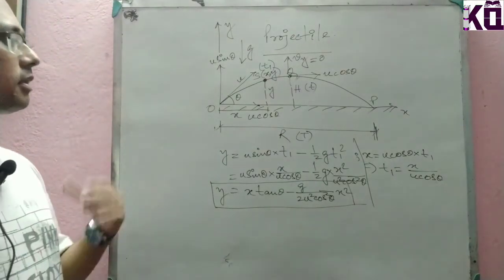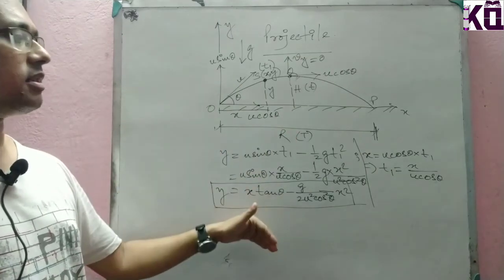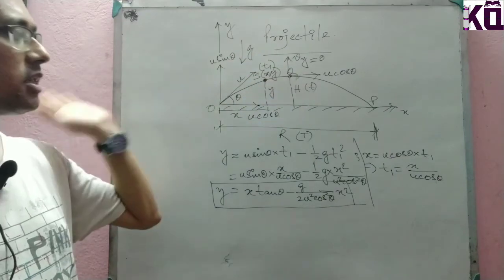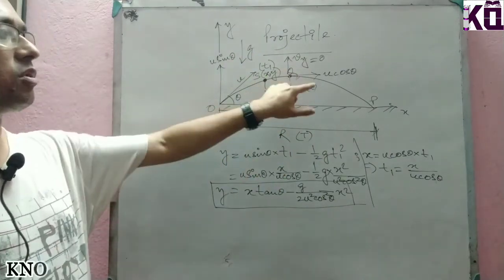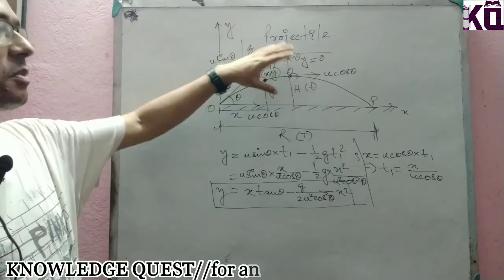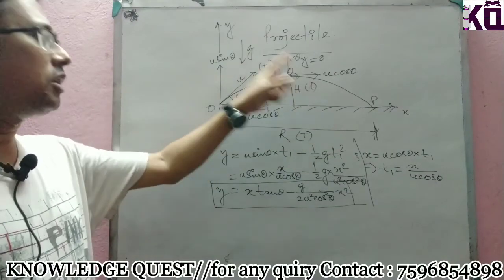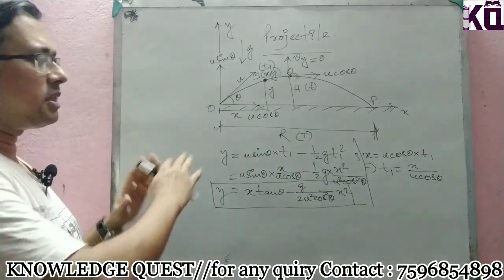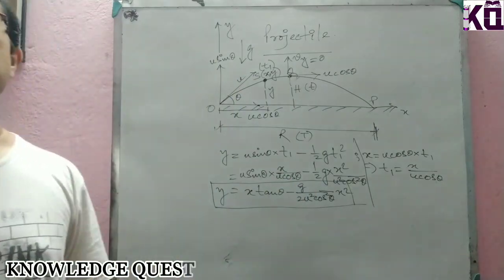So we have identified the range R, how to identify H and its expression, the expression for the total time, the expression for the time to reach maximum height, and the equation of this trajectory. So this is basically the complete basic part of projectile motion.